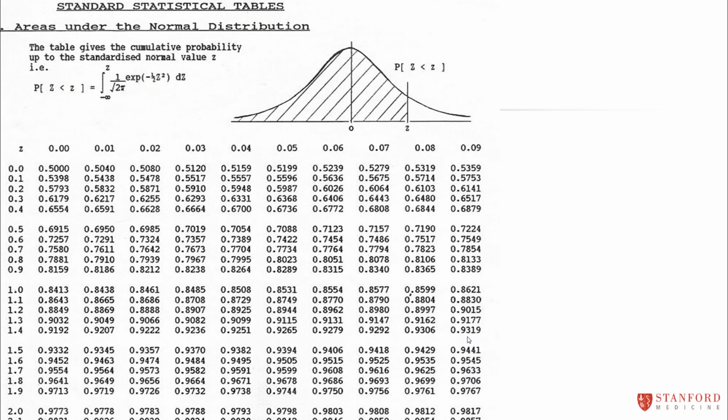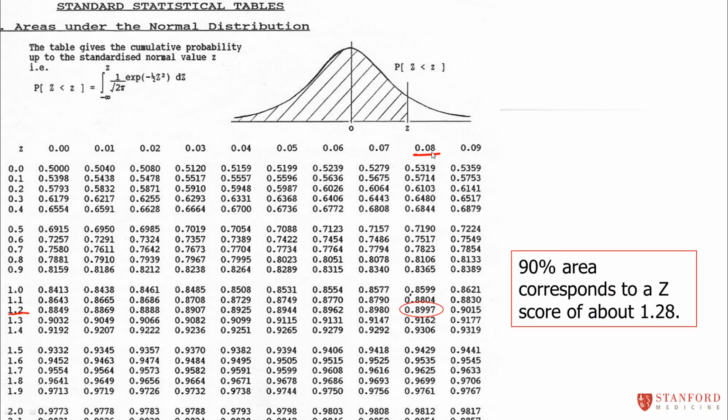So if I go to my z-chart, I literally have to scan around with my eyes until I find 0.90. And you'll notice that it comes out to 0.8997. You also get 0.9015. 0.8997 is the closest to 0.90, so I'm just going to pick that one. So that corresponds to what z-score? If you scroll over, it's a 1.28. So that corresponds to a z-score of 1.28. So in order to have 90% area to the left, you need a z-score of 1.28.